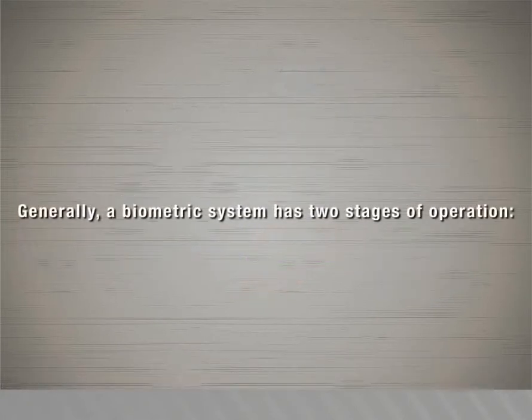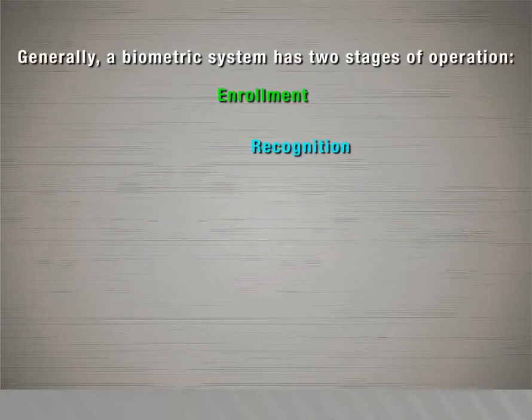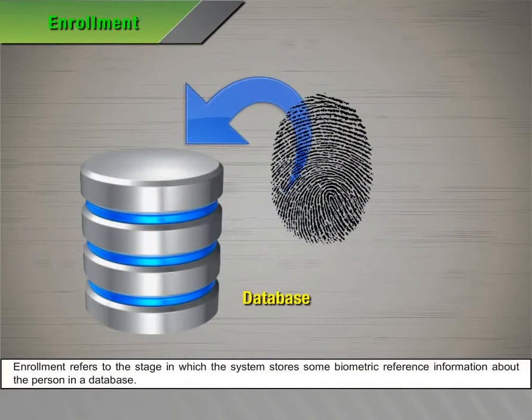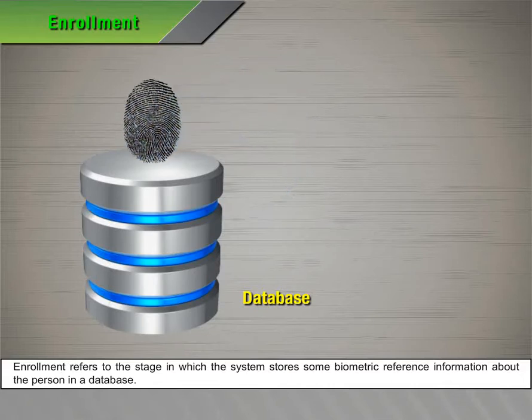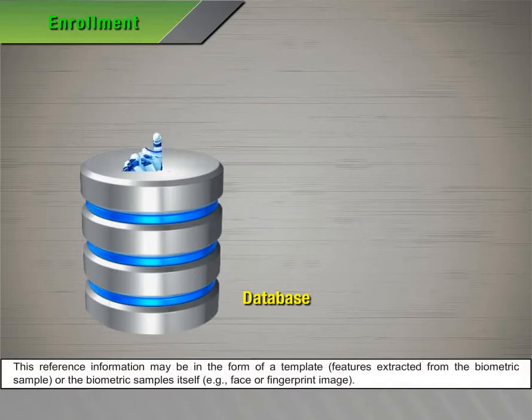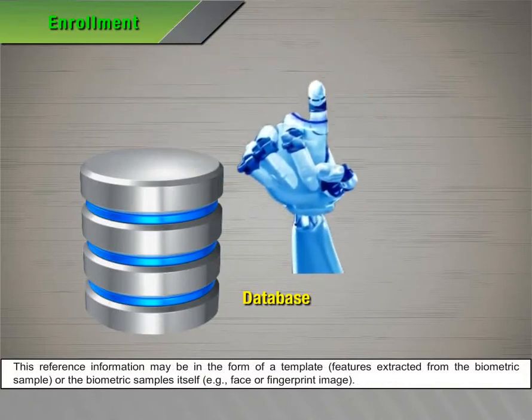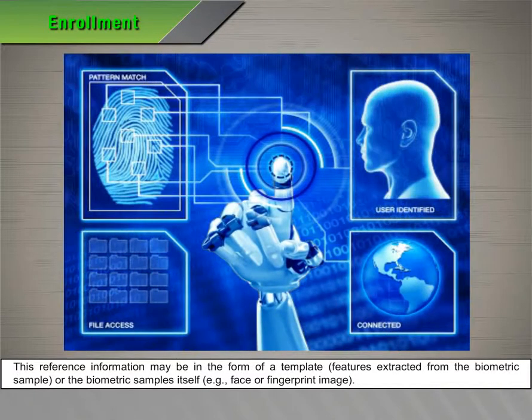Generally, a biometric system has two stages of operation: enrollment and recognition. Enrollment refers to the stage in which the system stores some biometric reference information about the person in a database. This reference information may be in the form of a template, features extracted from the biometric sample, or the biometric sample itself, for example, face or fingerprint image.